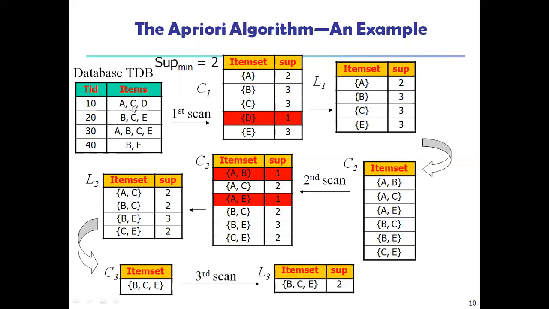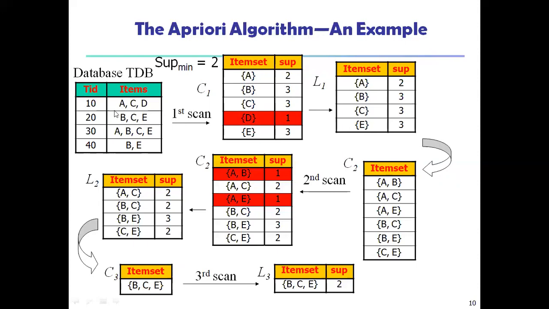Now A is over. The remaining items are C and D, and after that we have B. We'll go in alphabetical order so it will be easy for tracking. So take the value B. B has happened in transaction 20, in transaction 30, and in transaction 40. So 3 times it has occurred. So the value B is equal to 3.